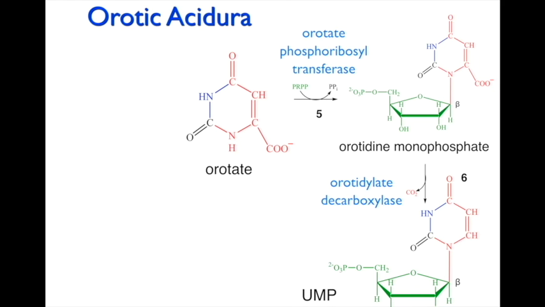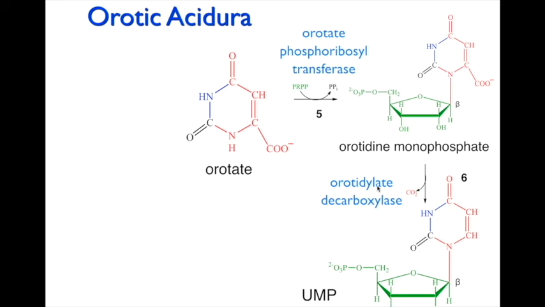With orotic aciduria, one or both of these enzymes are defective, and that stops this pathway here, and it leads to a buildup of orotate or orotic acid, which accounts for its presence in urine. The type 1 deficiency is deficiency of both activities, and type 2, which is rarer, is caused by deficiency of only orotidylate decarboxylase. So how would you treat this?